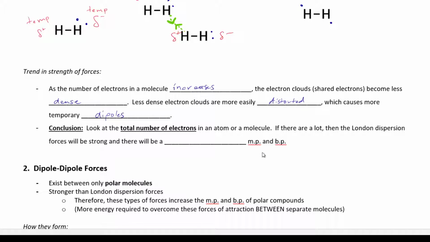So if you want to assess the strength of the London dispersion forces, you look at the total number of electrons in an atom or molecule, and if there are a high number of electrons, that means you have less dense electron clouds, and the London dispersion forces will be strong, and you'll have a high melting point or boiling point.